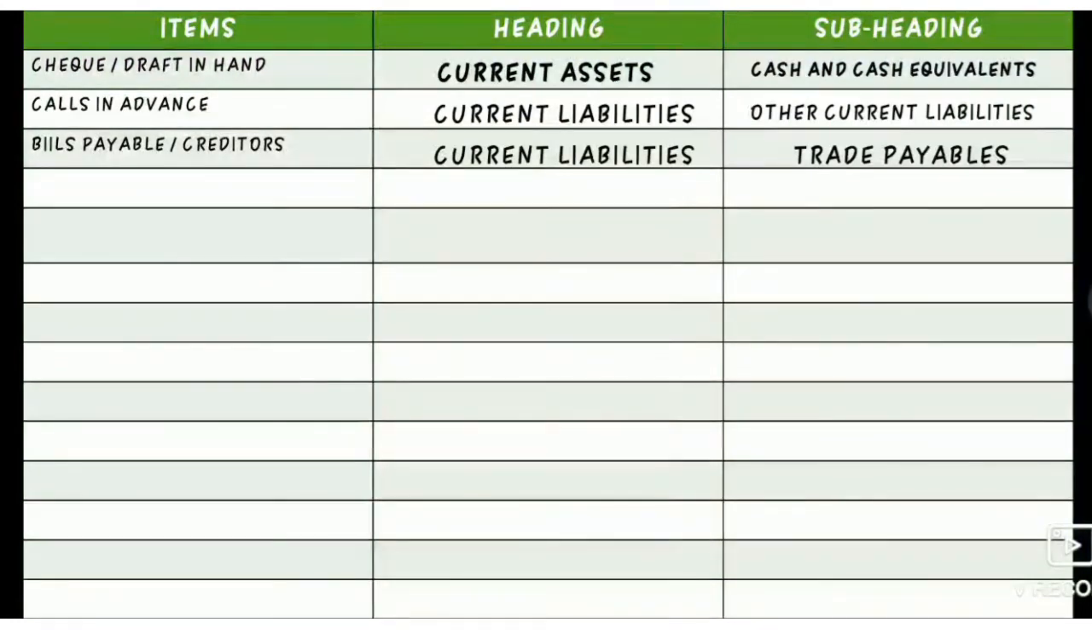So these were around 33 items with their headings and subheadings, which are most important for you. You should write it, and you should learn it, and it has been explained by me in the previous video regarding the balance sheet. All the headings and subheadings were explained by me, and it will be very easy if you will go through that whole video, so that it will be very easy for you to recognize what are headings and what are subheadings of different items.